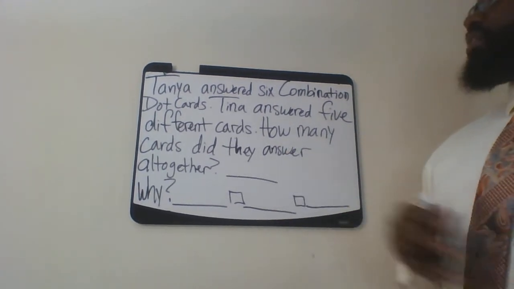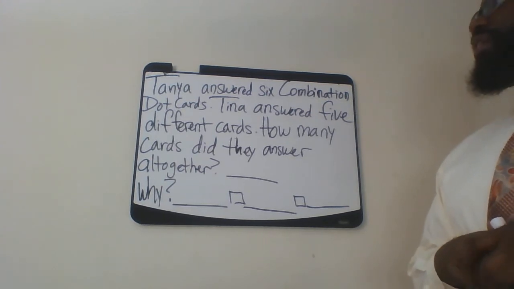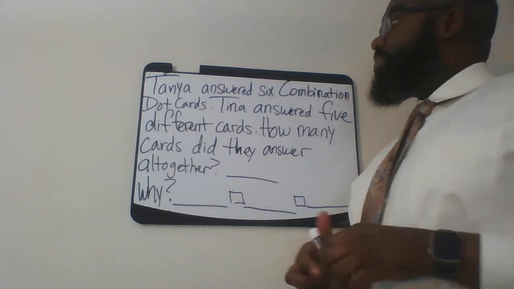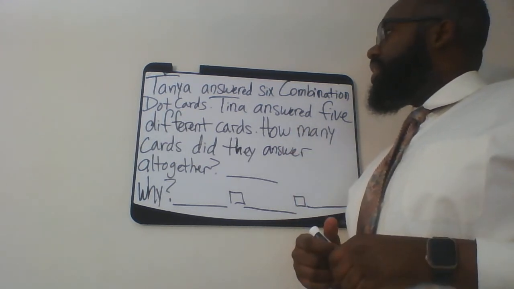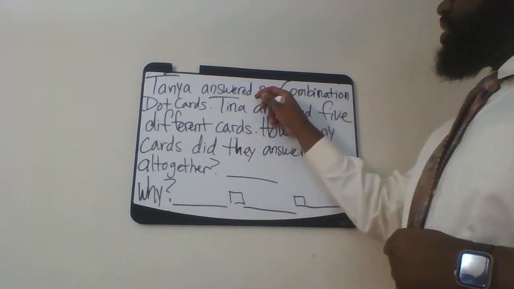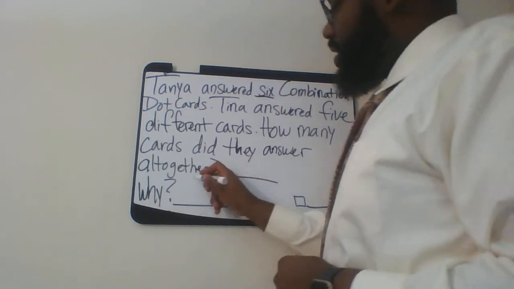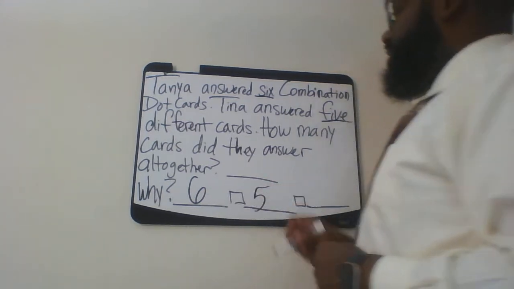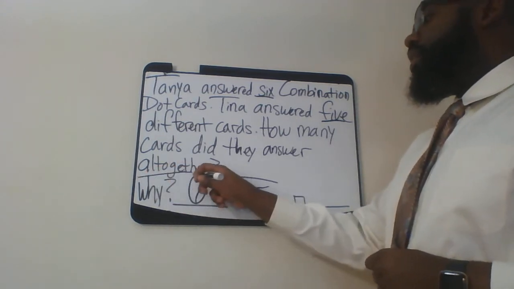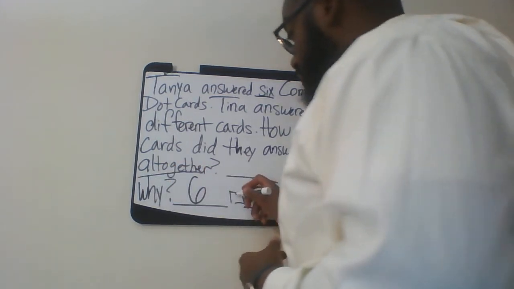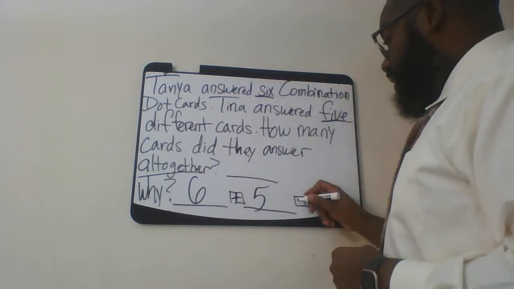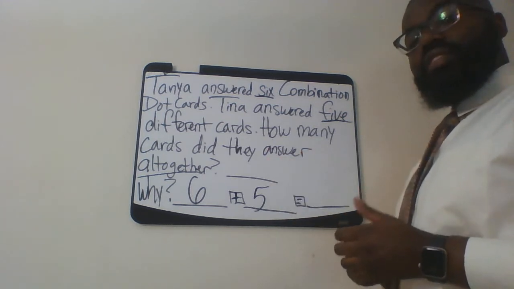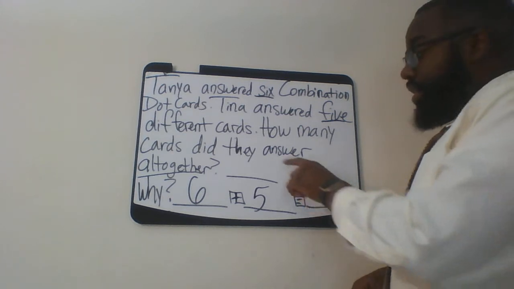Number 5 says, Tanya answered 6 combination dot cards. Tina answered 5 different cards. How many cards did they answer all together? Let's begin with the first sentence again. Tanya answered 6 combination dot cards. So we underline the word 6, put that there. Tina answered 5 different cards. And it says, how many cards did they answer all together? All together, we know that's an addition problem. So we need the plus sign, and then we need the equal sign. So whatever the answer to 6 plus 5 is, that will tell you how many cards they answered all together. So 6 plus 5, you put your answer here and right there.